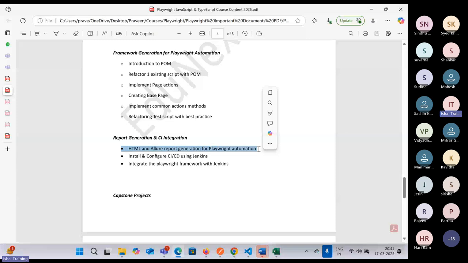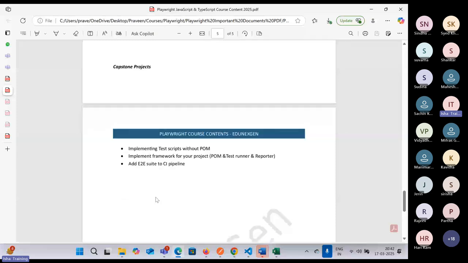After completion of the Jenkins setup, we will also give you one capstone project where you have to develop a framework from scratch, develop a few test scripts inside the framework, and then submit those assignments to us so that we'll validate them and provide you some guidance if there is anything you have to improve upon. Okay, so this will be the complete course and course content over here.